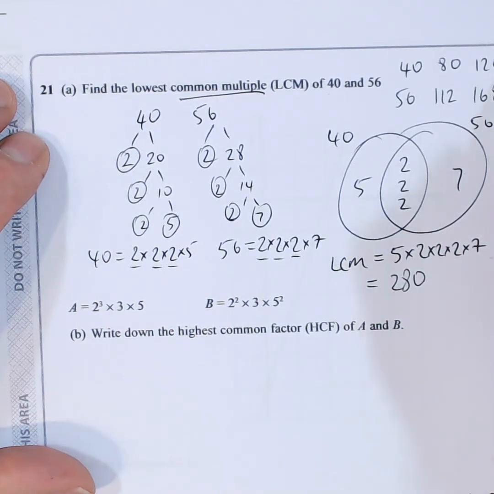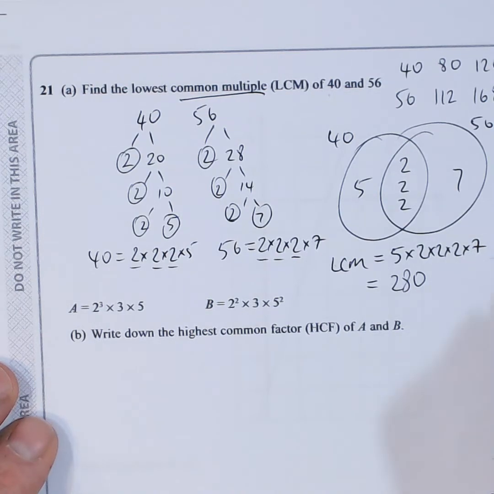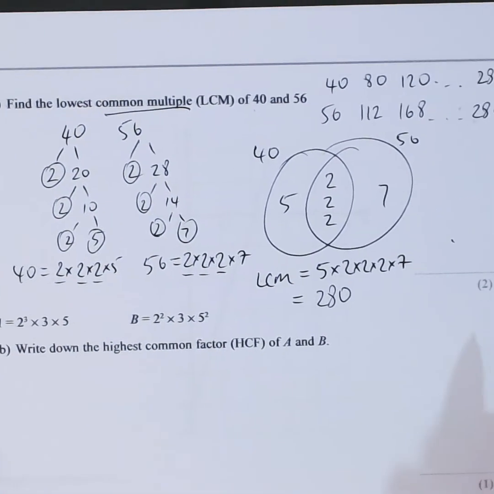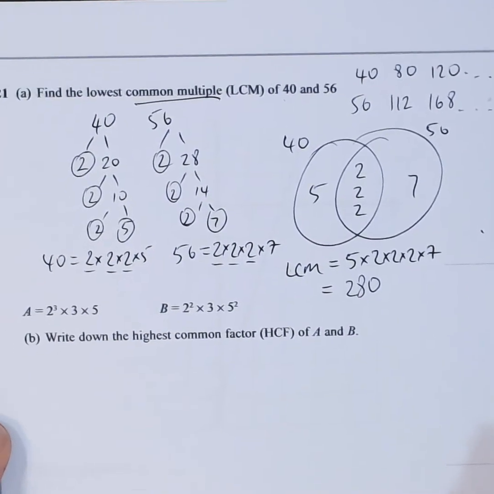Okay, so if we carried on this list we'd find 280 in there, and if we carried on this list we'd also find 280, and that would show us that the lowest common multiple is 280. Okay, so that's what you can do to get the answer to that question.